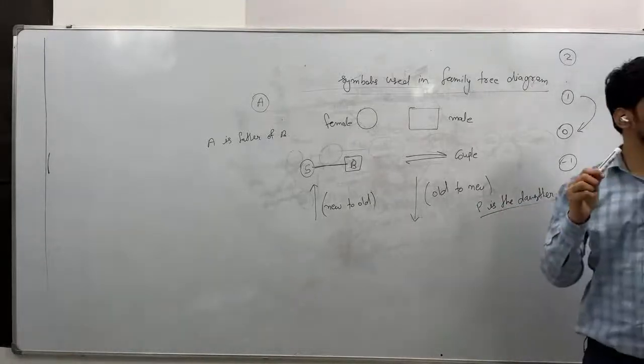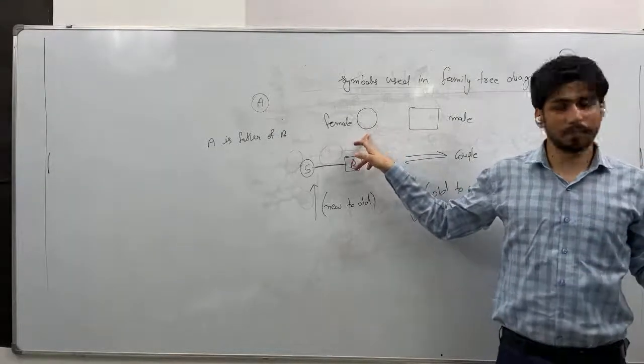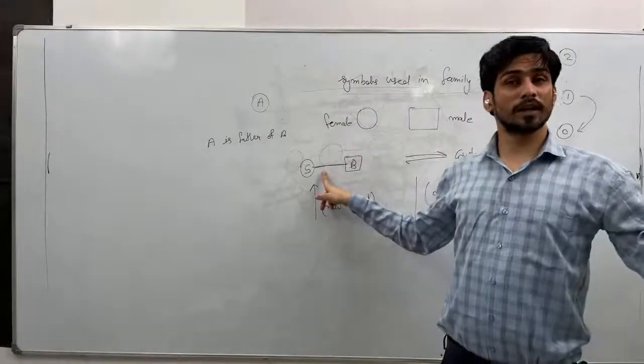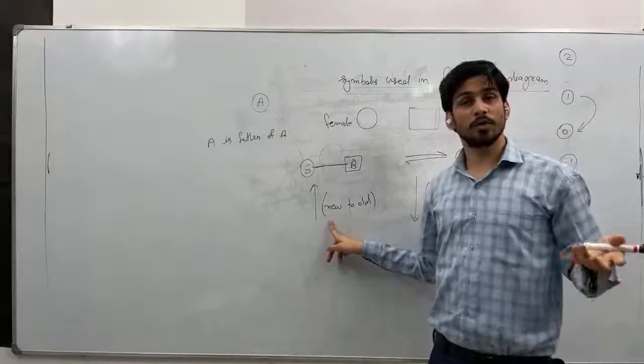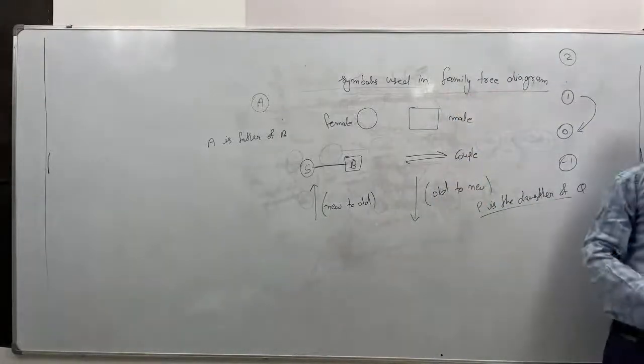Clear? So you have understood what we have covered. This one is for female. This one is for male. This line segment is for siblings. Clear? This one is for couple, and this one is from new to old generation, and this one is for old to new generation. Clear?